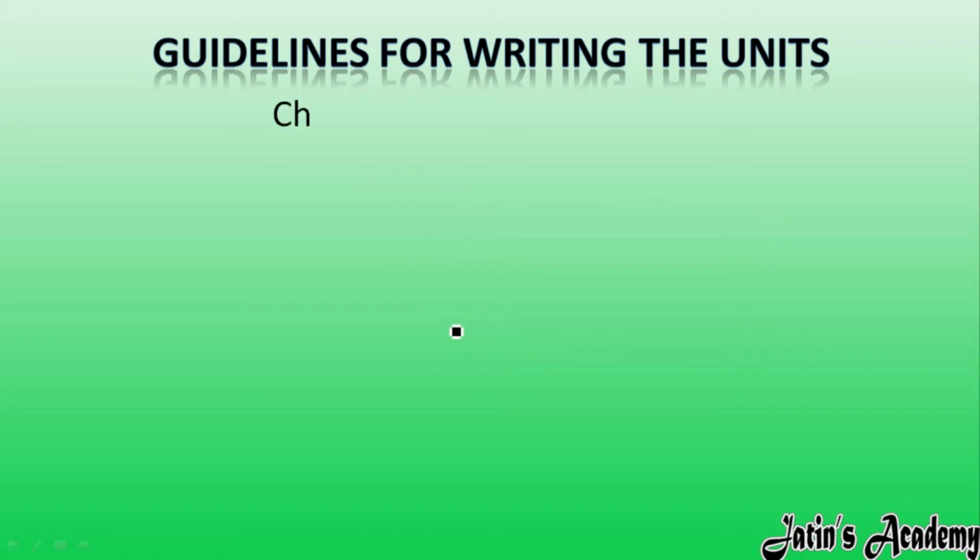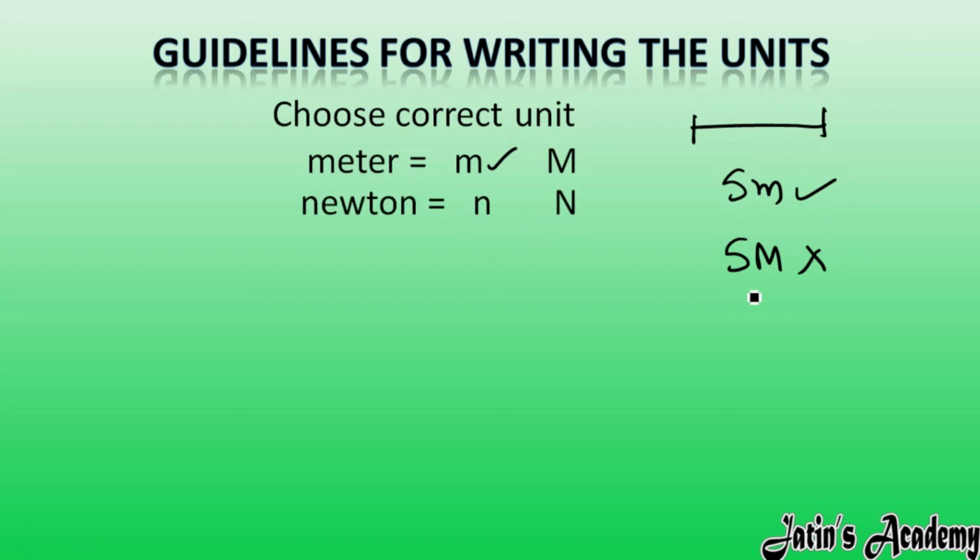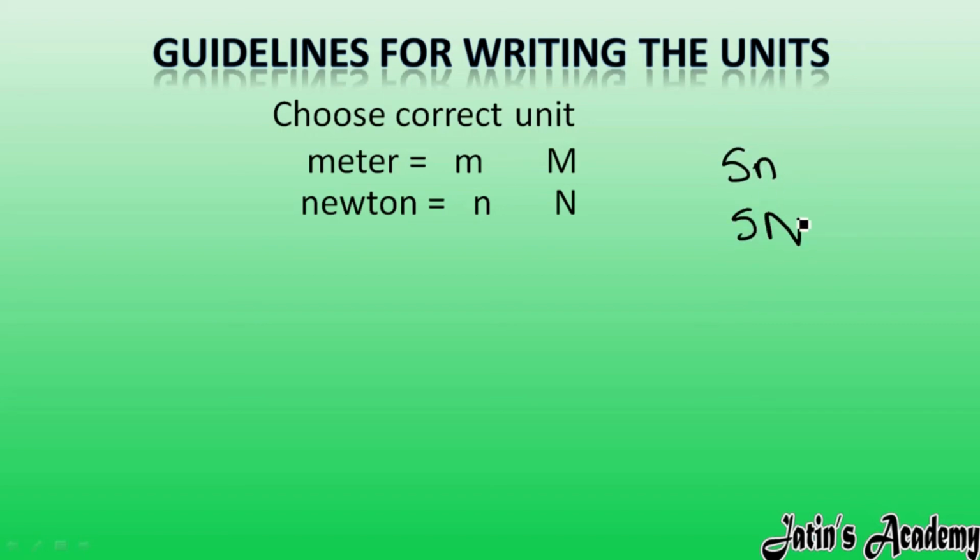First we have to choose the correct one. One is meter. We have to write the meter unit. Will we write the meter unit in small letter or big letter, which is right? This is right, small. For example, the length of this line is 5 meter. So you will write meter in small letter. You will not write it like this. Write in small letter. Second, if you want to write Newton, like I am applying a force of 5 Newton, will you write Newton like this, or like this?